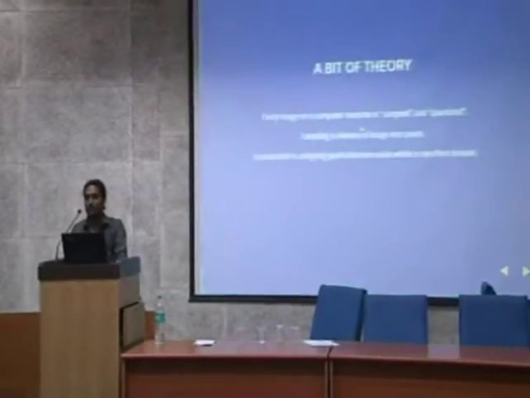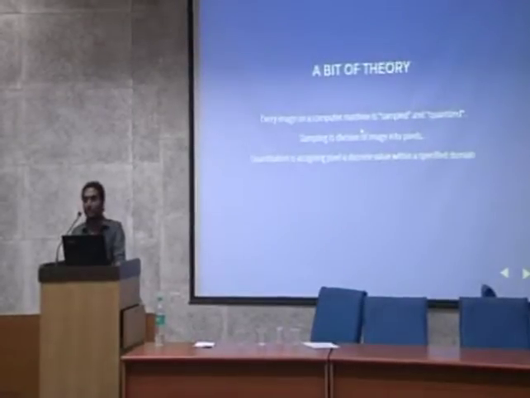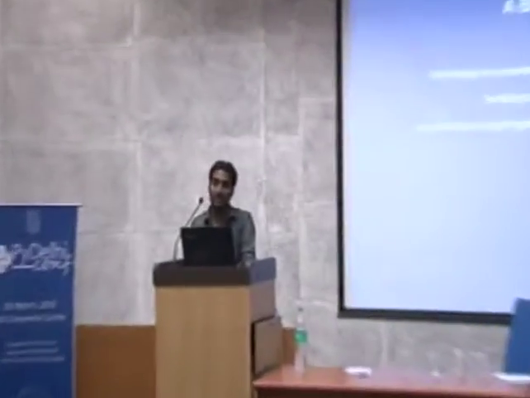Okay, a bit of theory. Every image on a computer is sampled and quantized. These two words are, in technical terms, the basis of digital image processing: sampling and quantization of an image. Sampling is dividing an image into pixels. You have a beautiful image with you. When the image is a real image, like this wall I'm seeing, its image is being created in my mind, it's an analog image.